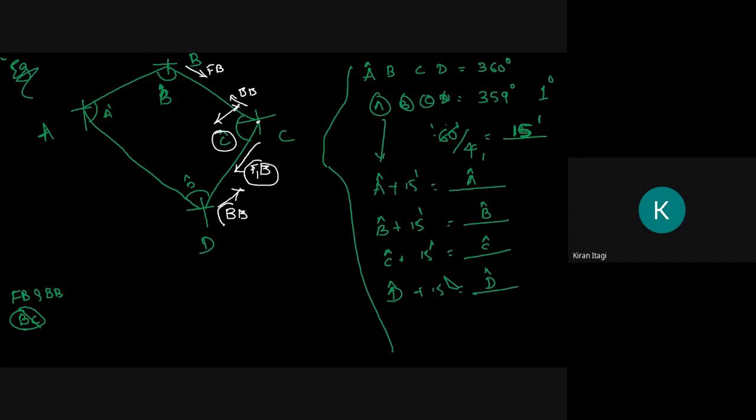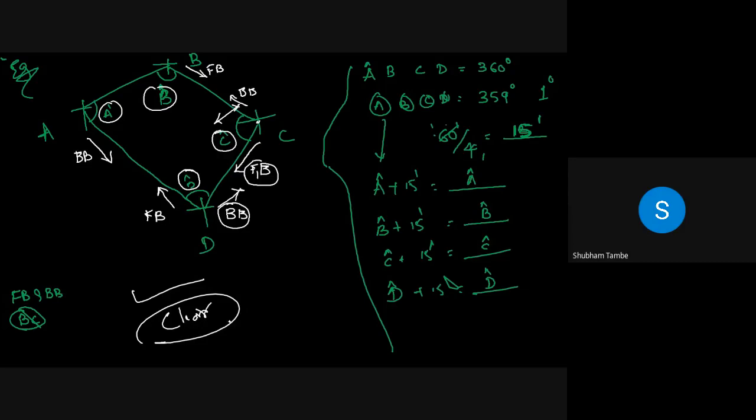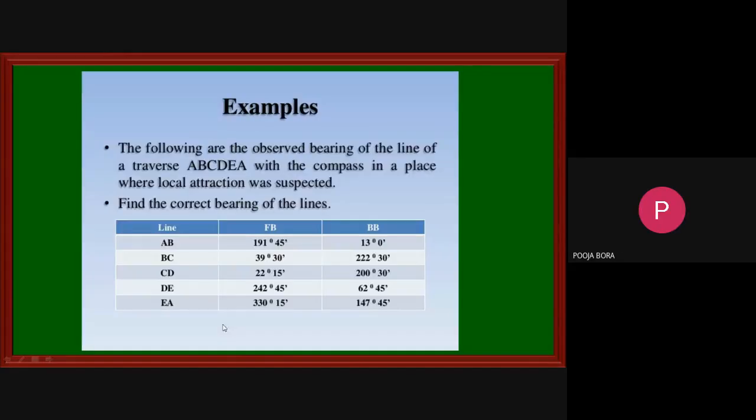Now what you do? Use this back bearing and use this angle D. Determine the forward bearing for line DA. Then by knowing the forward bearing, determine the back bearing. Similarly, the procedure goes on. This is how the corrections are made. Is that clear? Yes, sir. Okay.